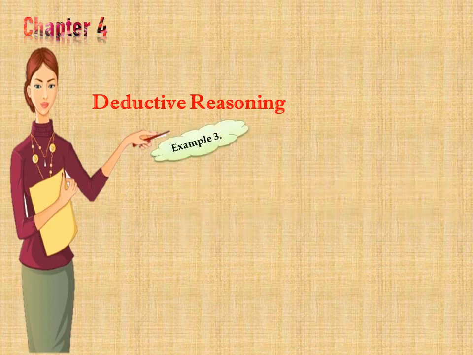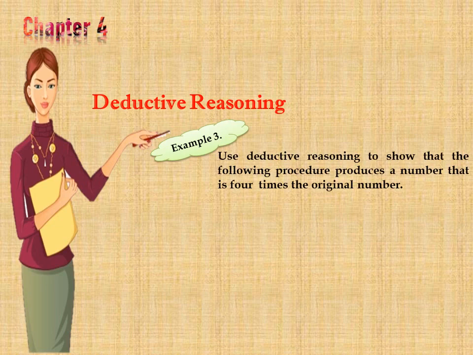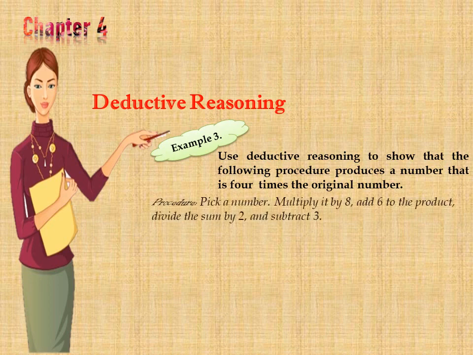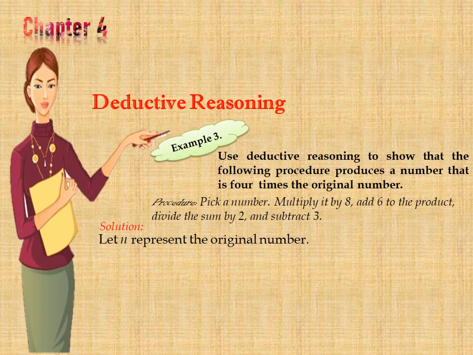Okay, for our example, use deductive reasoning to show that the following procedure produces a number that is 4 times the original number. So, given this procedure: pick a number, multiply it by 8, add 6 to the product, divide the sum by 2, and subtract 3. So, to solve this one, we introduce a variable, say n, to represent the original number.